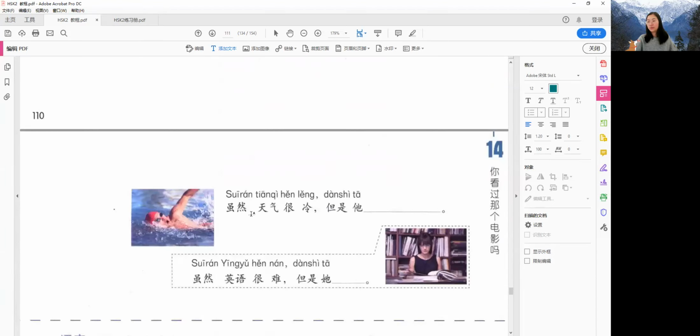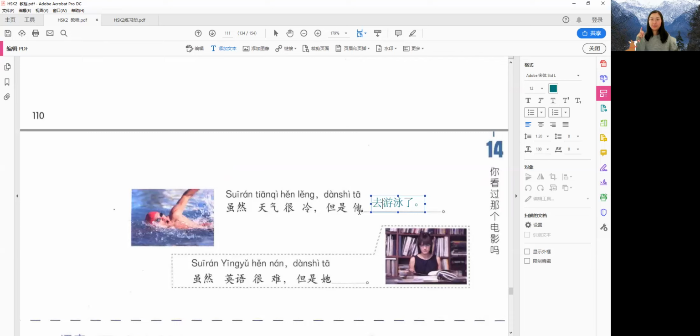All right, next one. 虽然天气很冷, 但是他, although the weather is cold, 但是他去游泳了 means that he went swimming. 他去游泳了. So here I want to express but he went swimming. Why don't I add 过 when I say 去? Because 去过 means this action has been completed. It has stopped already. So in this sentence, I want to say he went swimming. He did go out already.